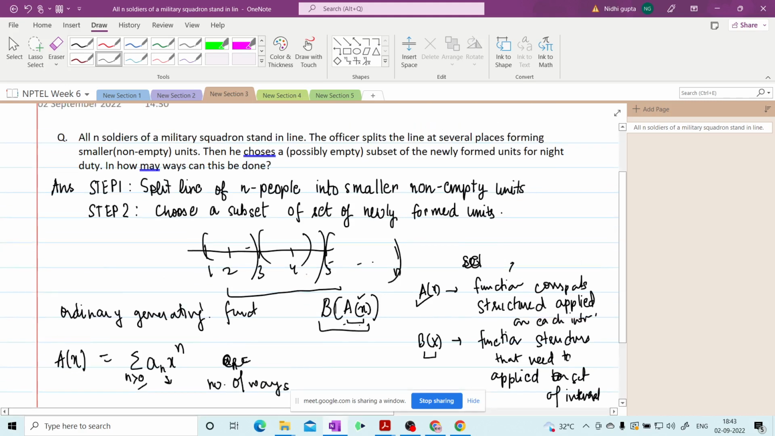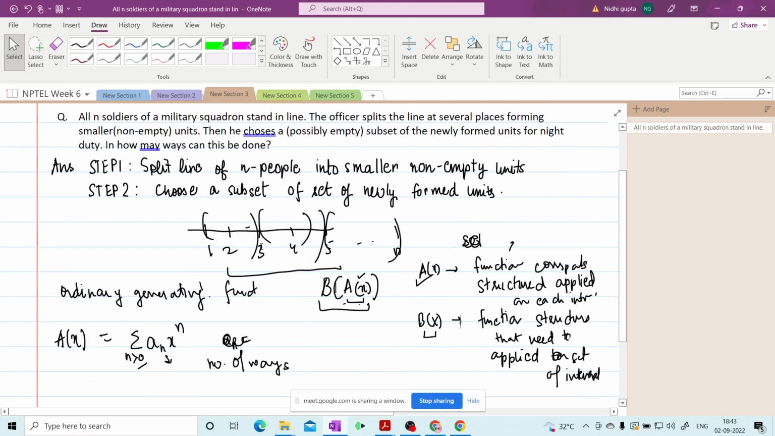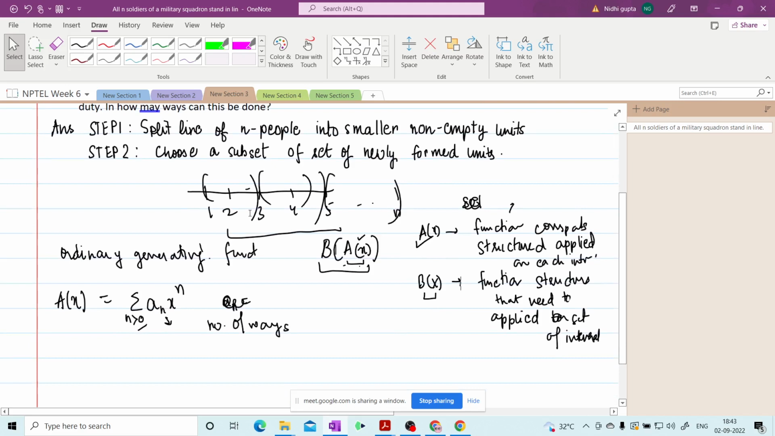So in this question, first we are splitting this line of n people into smaller units, and then we are choosing a subset of the newly formed units. So first of all, in this case we see that we are doing nothing to each of these sublines, right?